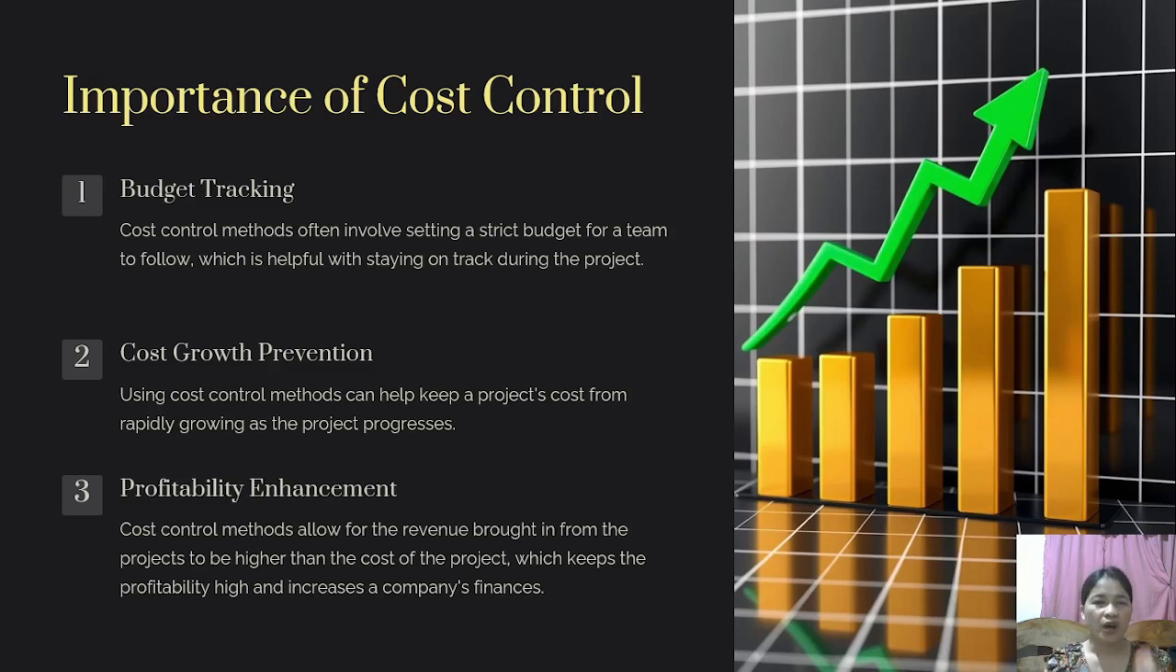Second is cost growth prevention. By using cost control methods, you keep the project costs from rapidly growing as the project progresses. Number three is profitability enhancement. Of course, if we lower the cost, there will be an increase of profit. Cost control methods allow for the revenue brought in from the project to be higher than the cost of the project, which keeps the profitability high and increases a company's finances.